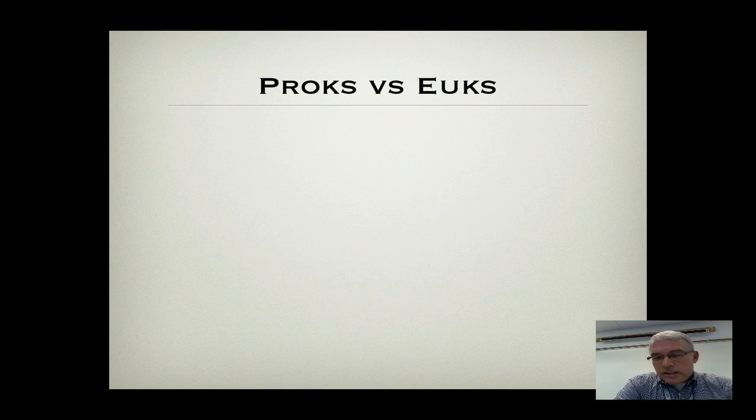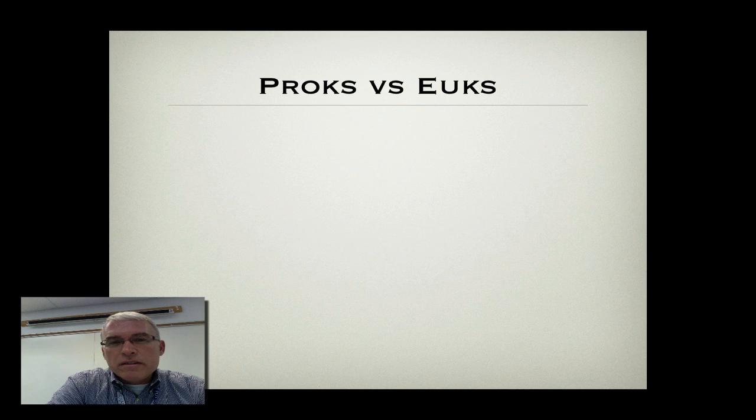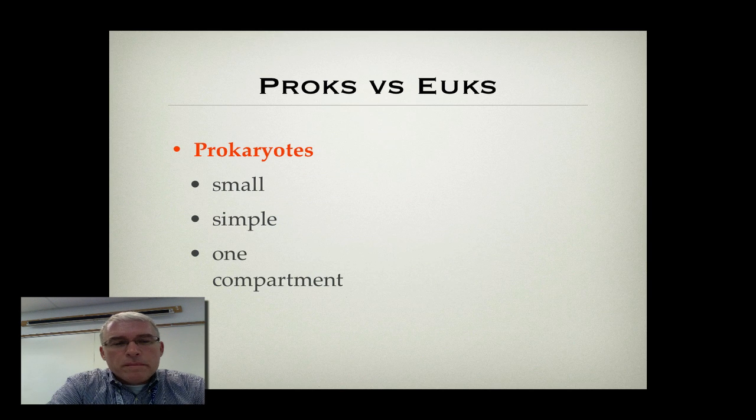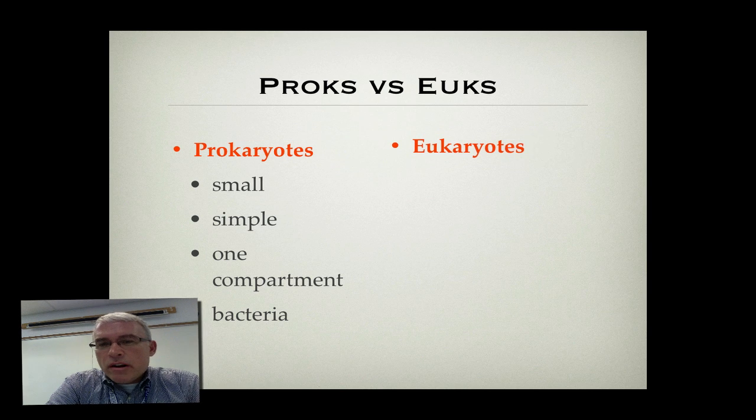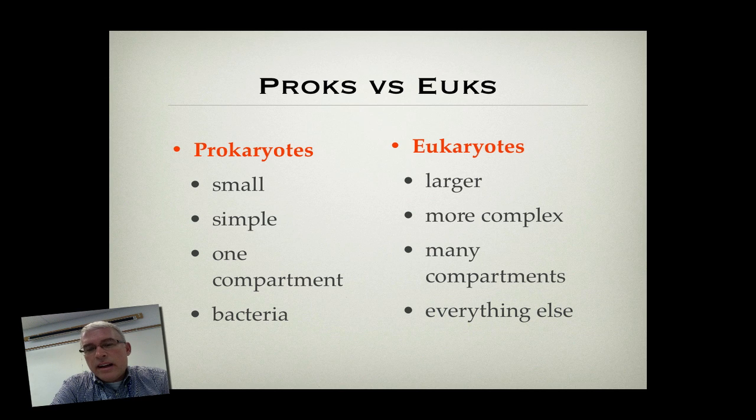The most basic difference in cell biology is the difference between prokaryote cells and eukaryote cells. These are two very different types of cell architectures. Prokaryotes are the very small, simple, one-compartment cells that you guys know as bacteria. Eukaryotes, on the other hand, are larger, much more complex. They're made up of many different compartments. And that type of architecture, the eukaryote plan, is used to build plant, animal, and fungi cells.